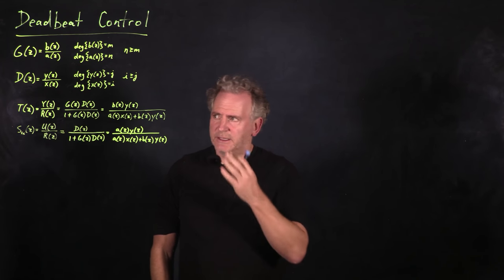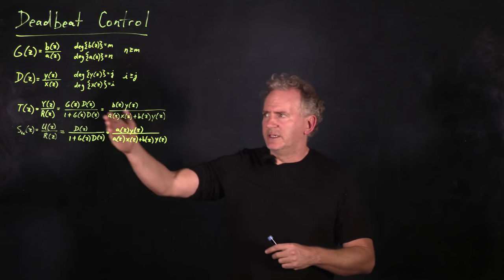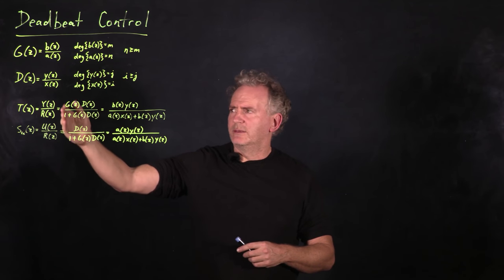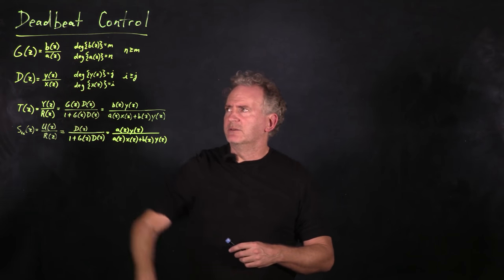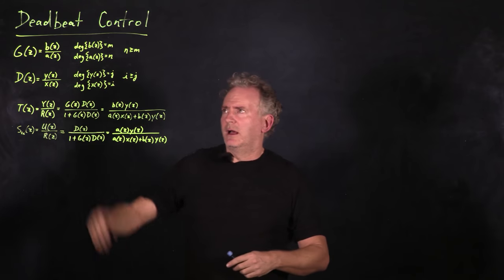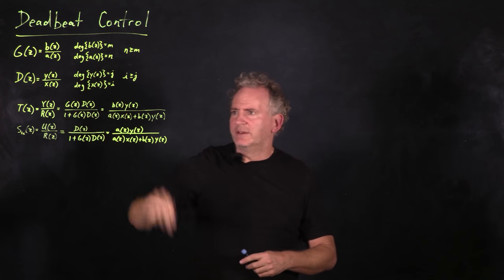So applying this in the standard closed loop, we have T(z) = G(z)D(z) / (1 + G(z)D(z)). This is the transfer function from the reference input r to the measured output y. And inserting the expressions for G and D, we can write that in terms of the polynomials in the numerator and the denominator of G and D, as we've done here.